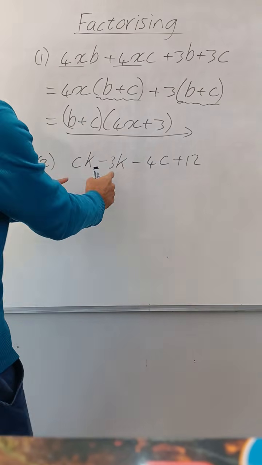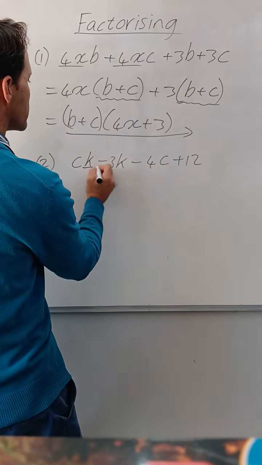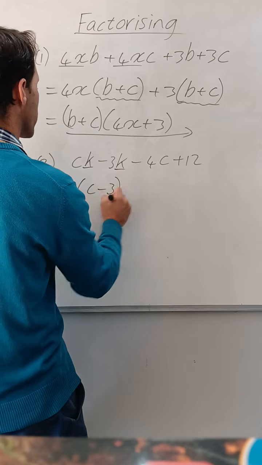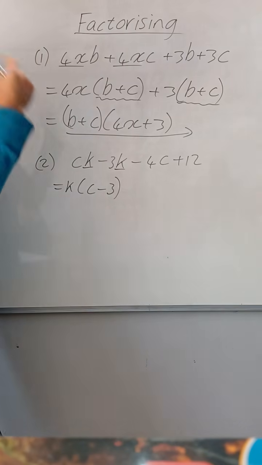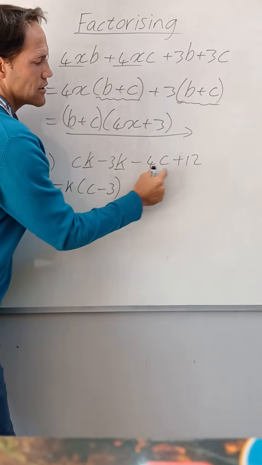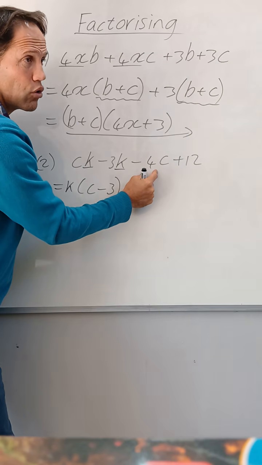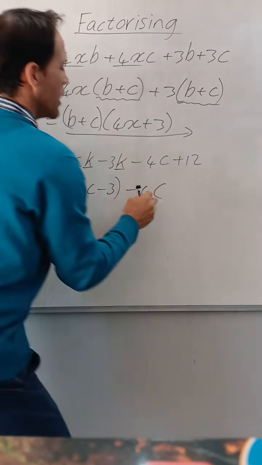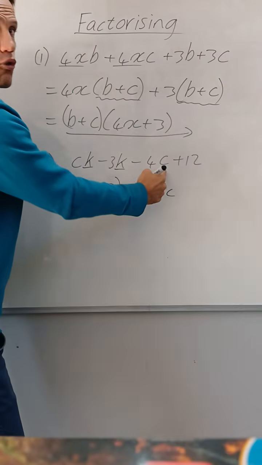Okay, now for this one, look at the common factor k. I can take out the k. There's a k and a k, so I can put the k in the front, and then I've got c minus 3. And now you've got to be careful. I took out the k here, which was easy, but here, it's more difficult to see the common factor. It's actually 4 or negative 4. I can take out negative 4, and then negative 4 times c gives you negative 4c.